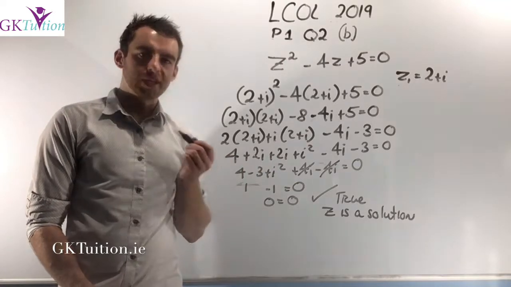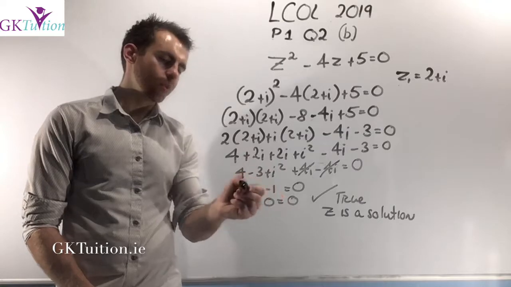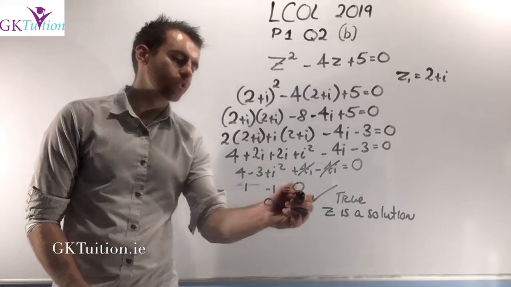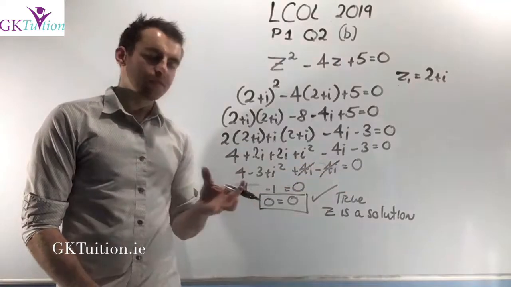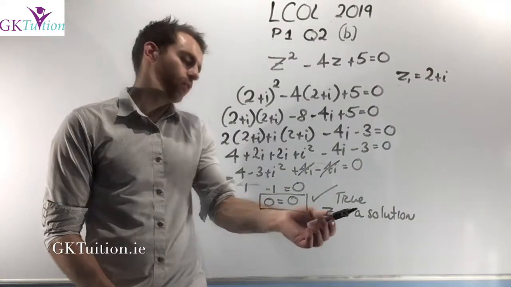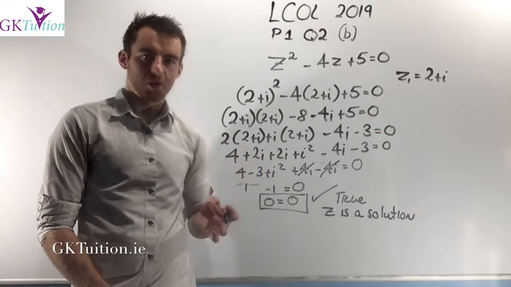And remember, when we're dealing with complex numbers, i squared is equal to minus 1. So I just sub it in and I have 1 minus 1 equals 0. So clearly there, 0 is equal to 0. That's true. And you have to make a conclusion here. So you say, right, we're after proving that z1 is a solution, or in other words, we've shown what we were asked to show.